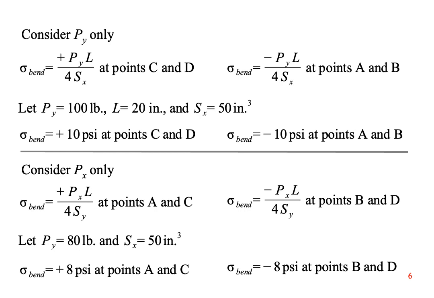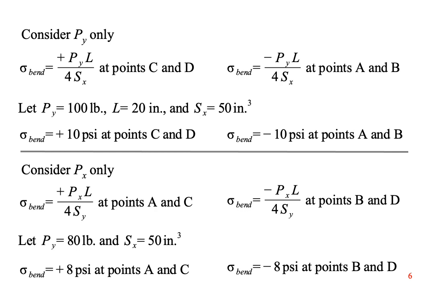Consider the vertical load first. Bending stress is positive, or tensile, along the bottom surface, and it's negative, or compressive, along the top surface of the beam. If we plug in some numbers for P, L, and S, we can calculate stresses at the 4 points due to the vertical load.